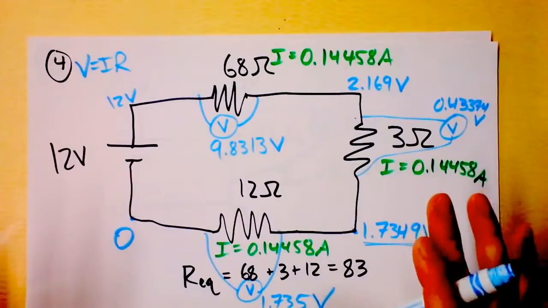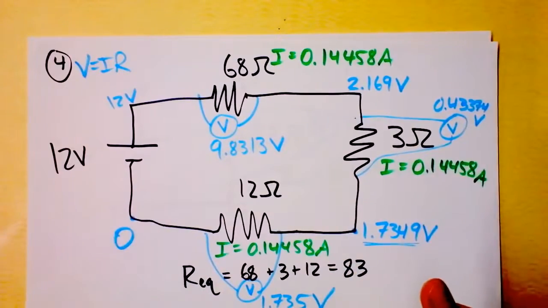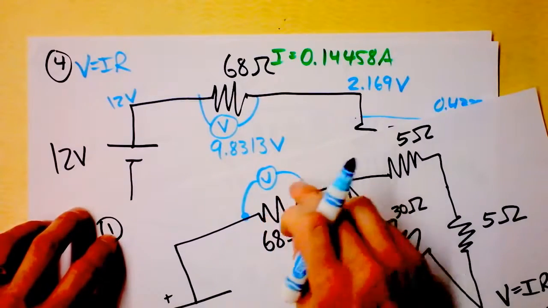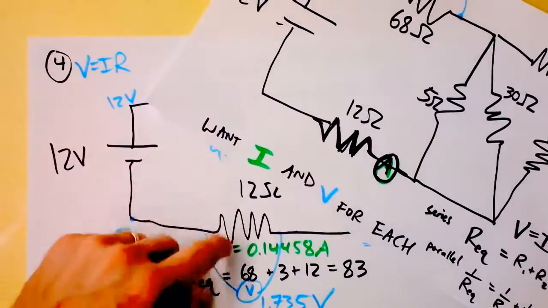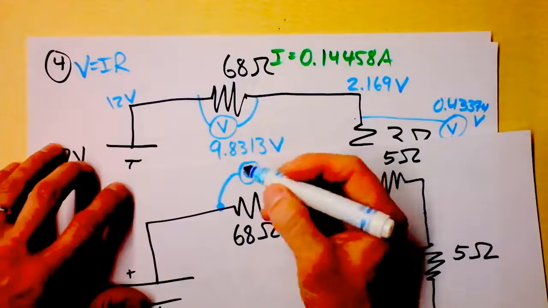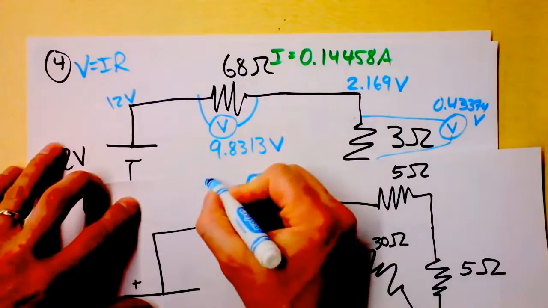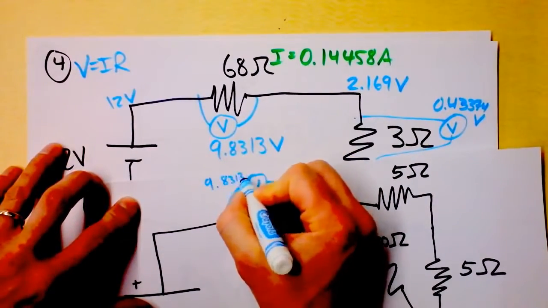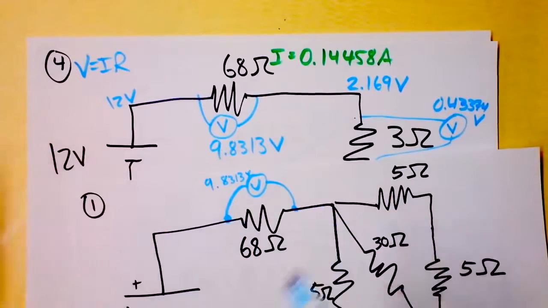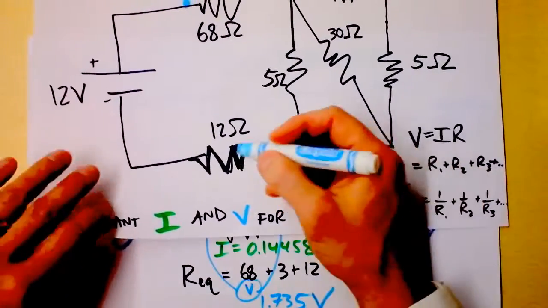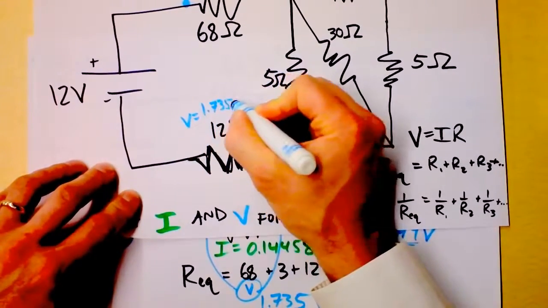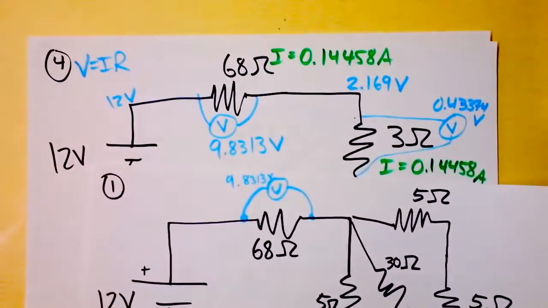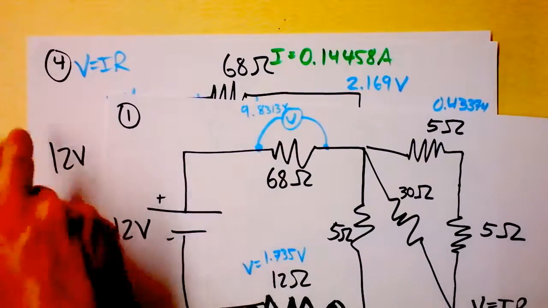I'm not going to be in so much detail when I go to step 3 because I can immediately fill in the voltage and the current through this resistor because it's the same resistor. And I can do the same thing for this 12 ohm right here. I've got all that information. So I know that the voltage here is 9.8313. That's the voltage drop across that resistor. And I know the voltage drop across this resistor down here. This voltage is 1.735 volts. And I also know the current through each of these resistors.